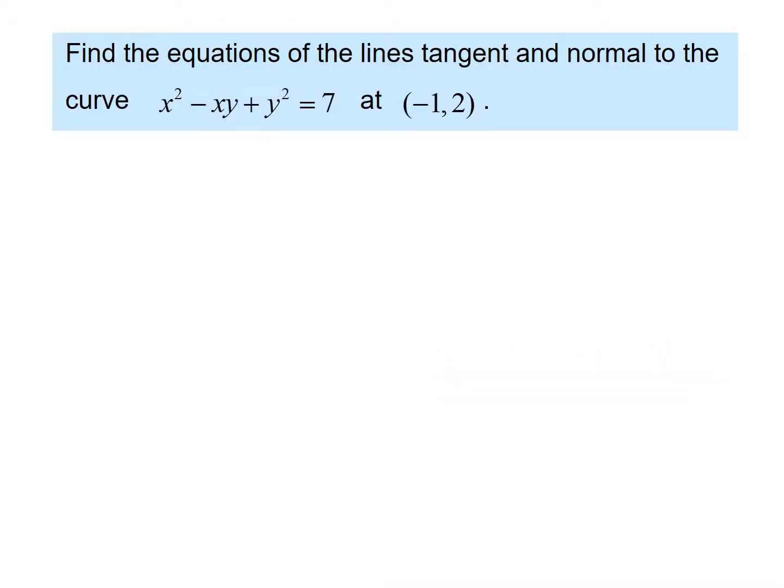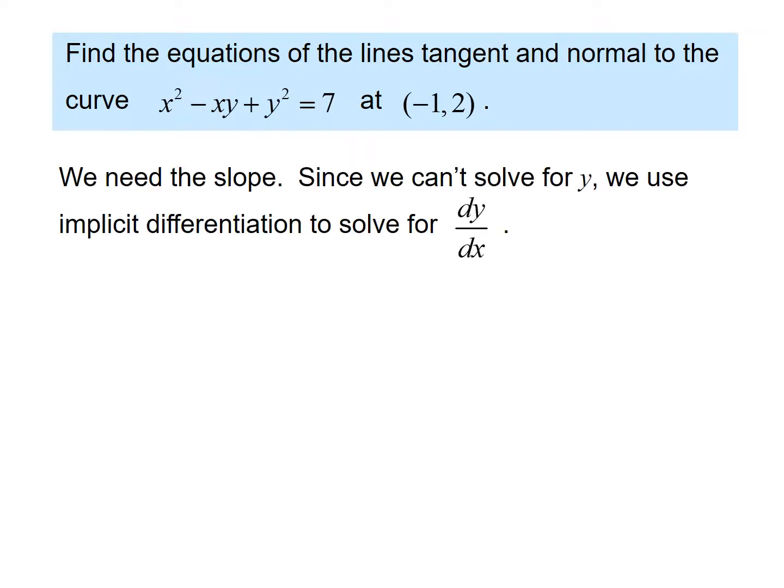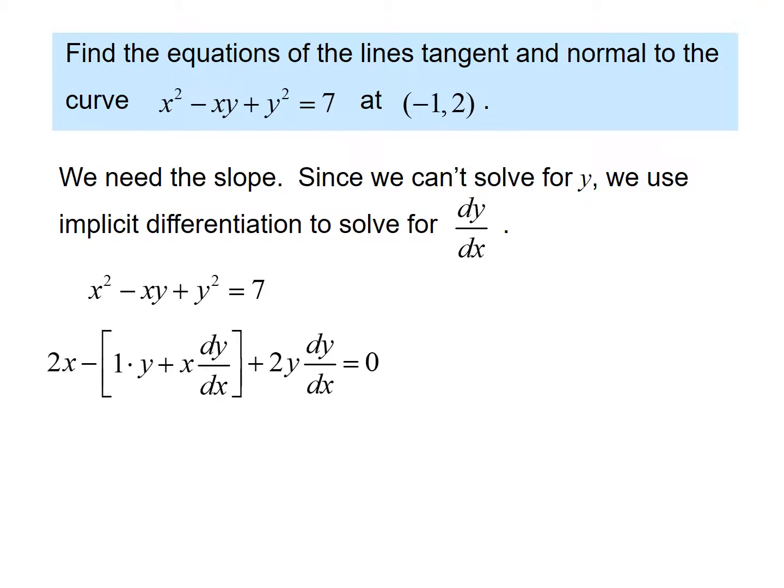Okay, so we want to find the equations of the tangent and normal lines to this curve at this point. So if we're going to find a tangent line, we need to have a slope, which comes from dy dx. Okay, so derivative of x squared is 2x. Now be really careful right here. The derivative of x times y, that's a product of two functions, so we have to use product rule. Take the derivative of x, you get 1 times y, and then we can leave the x alone, and the derivative of y is dy dx. The derivative of y squared is 2y dy dx, and the derivative of 7 is 0.